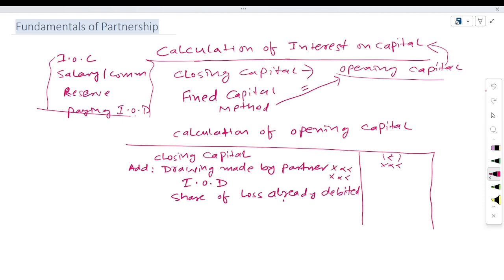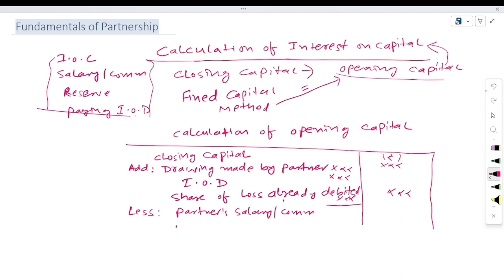All these amounts will be added. Now you will write here outside. What will be the less? First of all, we will less if we had paid any partner salary or commission. Partners salary or commission, less this one.